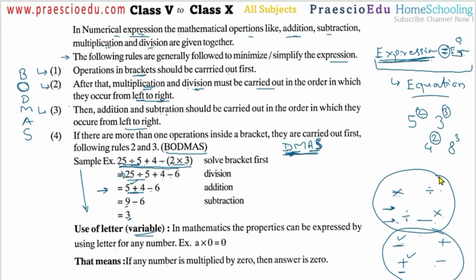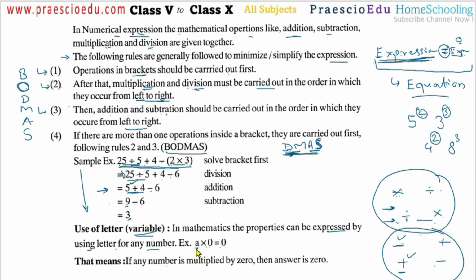But how can we show that in a mathematical expression? For that, we are taking the help of these alphabets, just for denoting purpose, or we can say just for showing purpose. Now in mathematics, a property can be expressed by using letters for any number. So a multiplied by 0 is equal to 0. Now in this, a may be 1, a may be 2, a may be 100, a may be 1000, it may be 1 lakh, it may be 1 crore, any number. Now here that number is varying, correct? So that's why it is called a variable.